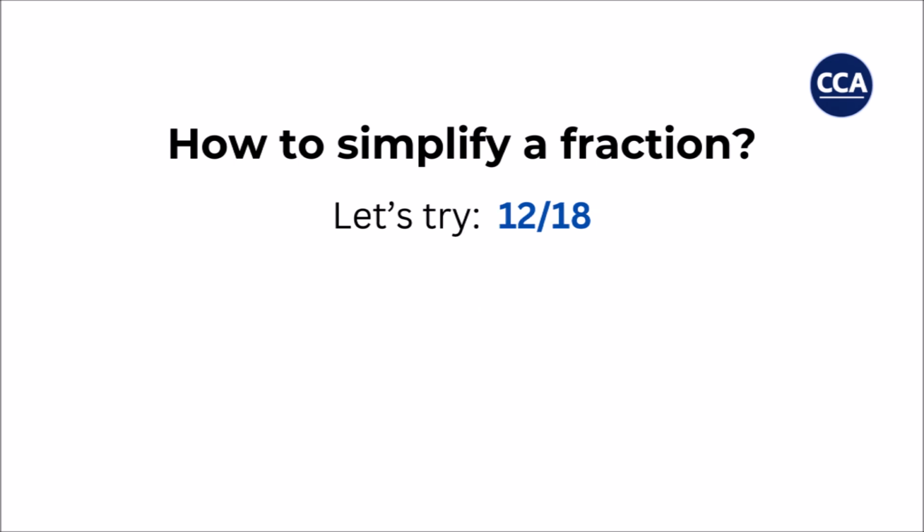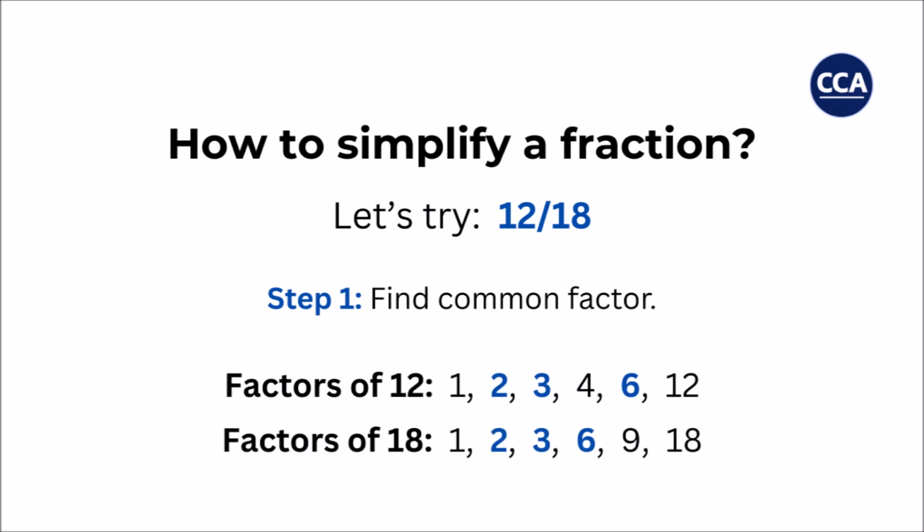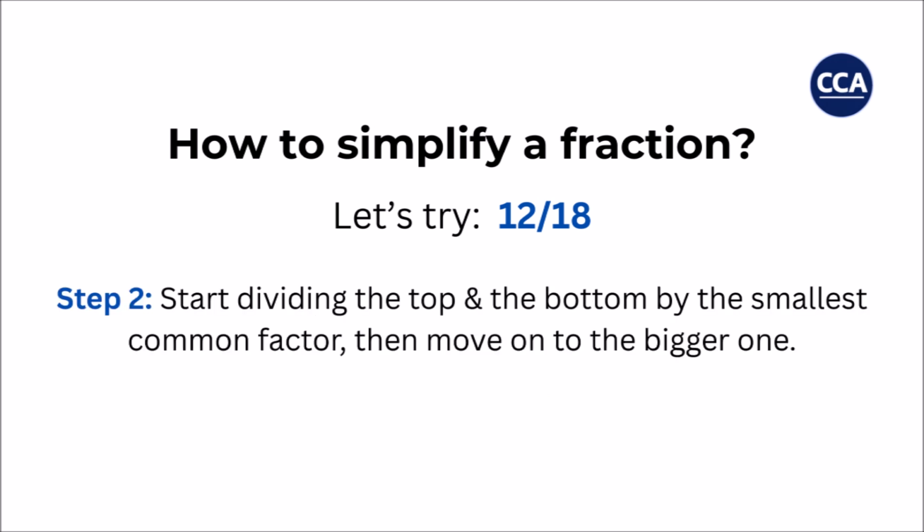Now, let's try a bigger example. 12 over 18. Follow the same steps. Step 1. Find a common factor. In this case, we have 3 common factors. 2, 3, and 6. So, what we normally do is, we start dividing the top and bottom by the smallest common factor. And then move on to the bigger one, until we get the most simplified fraction.